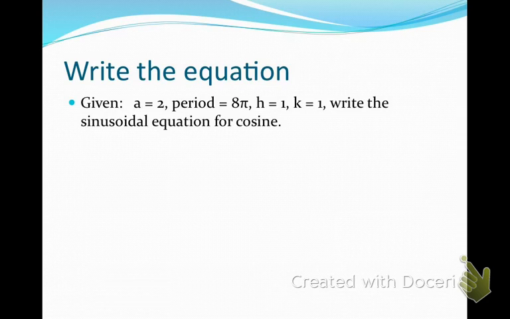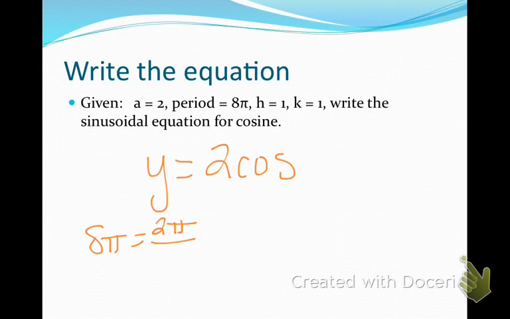And sometimes you'll be asked to write an equation given some of the characteristics. So if A is 2, we know that that's going to be our amplitude. And it says it's cosine, so we have 2 cosine. Our period is 8 pi, so 8 pi is equal to 2 pi over b. So doing a little bit of rearranging here, b is going to be 1/4. H and K, I should have written those differently. And that's going to be D equals 1.